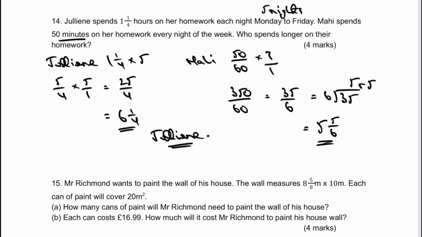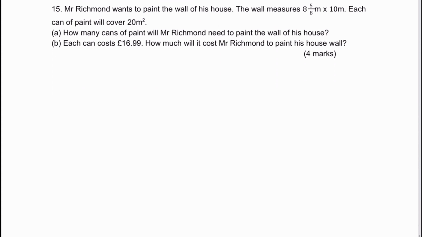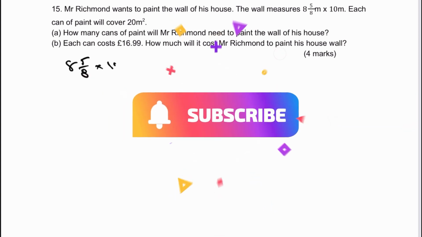Okay, so a little bit more problematic, but hopefully you're able to follow through as we've been working through that one. Final question on this is going to be Mr. Richmond, and he wants to paint the wall of his house. The wall measures that. Okay, so each can of paint will cover 20 meters. How many cans of paint? Well, we need to work out the meterage of the wall itself, which is going to be 8 5/8 multiplied by 10. Okay, that's not really much use to us.